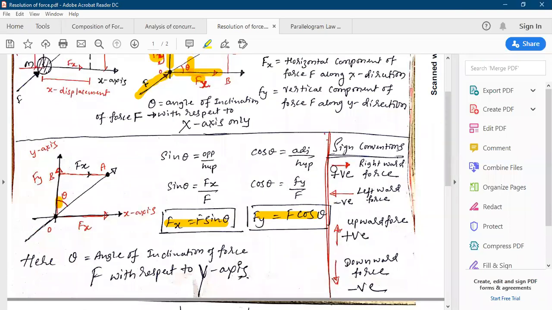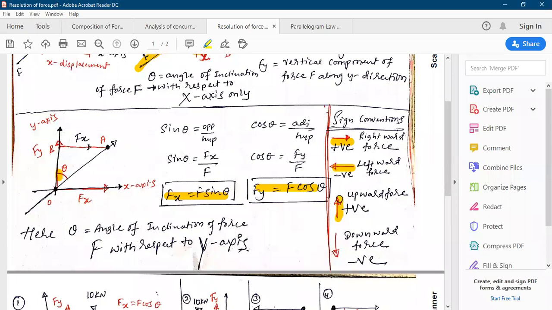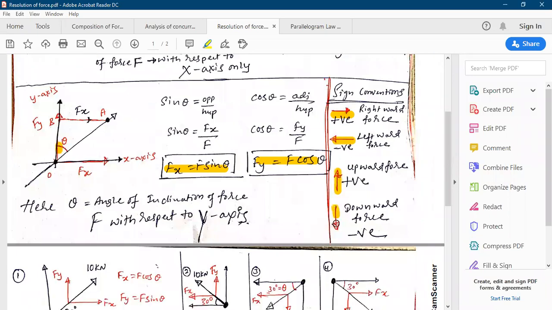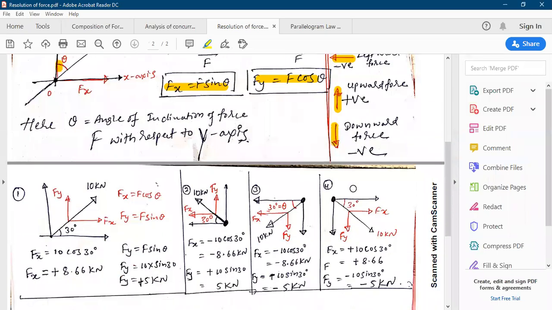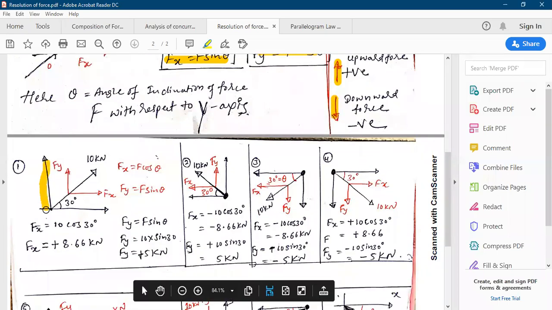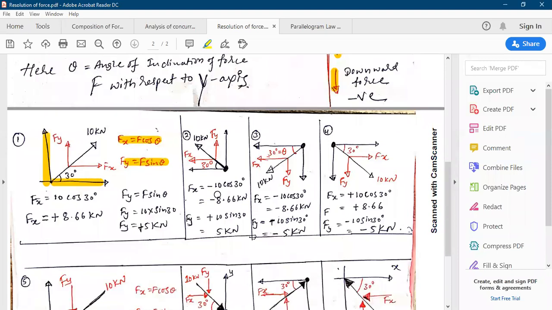If the resolved force is acting rightwards, it is taken as positive. If it is acting leftwards, it is taken as negative. If it is acting upwards, it is taken as positive. If it is acting downwards, it is taken as negative. With these sign conventions, we considered some problems and identified their x component and y component using these formulas. If the force is acting leftwards, it will be taken as negative; upwards, positive; downwards, negative. So we have identified their x and y components.